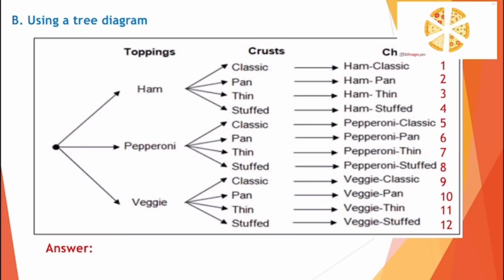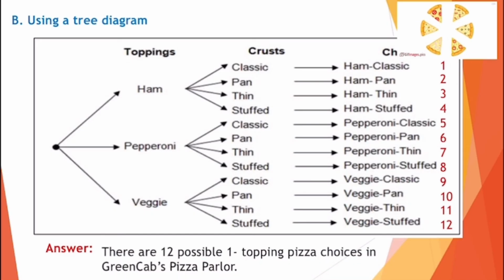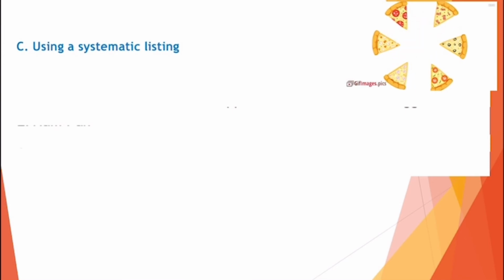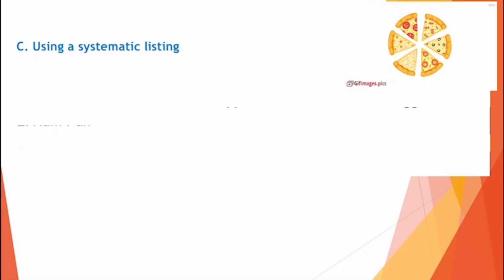After this, let's also use systematic listing. By counting the line segments pointing at the choices, there are 12 possible one-topping pizza choices in Green Cub's Pizza Parlor. Now, if you don't like to use the tree diagram, you can use the last method, which is systematic listing. In this method, you just list the choices.